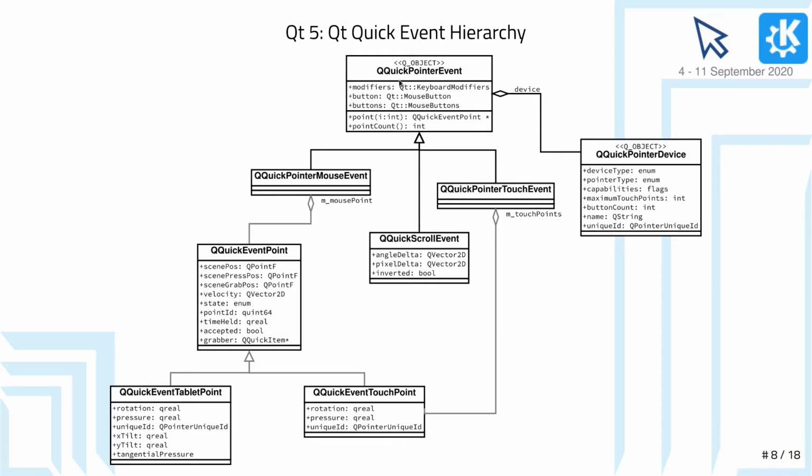The QQuickPointerEvent is the base class, and it has this consistent API that you can always ask how many points there are. If it's a mouse event, it's always going to say 1. And then you can access the individual point object by passing in an index, and you get back a QQuickEventPoint*, which is this object. And this has the standard API for getting the positions and so forth. And we already had a mock-up of our device object too.